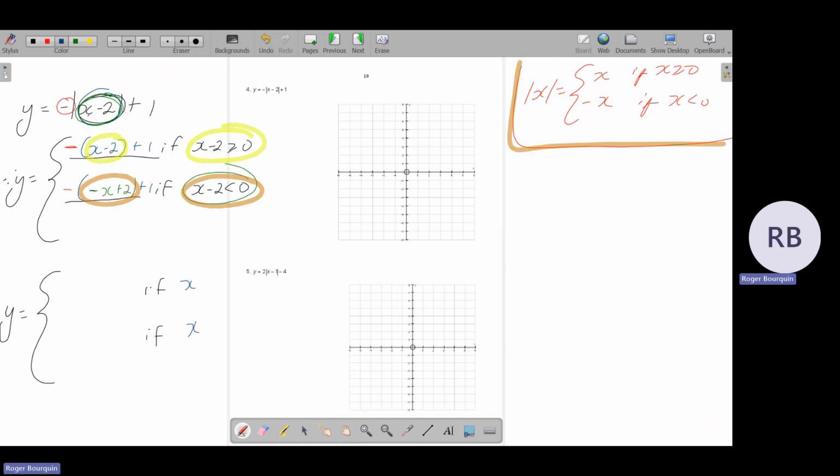All right. So the one's going to be when x is bigger than or equal to 2, and the other one's going to be when x is less than 2. So you're going to draw one straight line graph when x is bigger than or equal to 2, and another straight line graph when x is less than 2. And if I simplify these equations, what does this one become? If I times this negative into the bracket, it becomes negative x plus 2 plus 1. In other words, negative x plus 3. Go to the bottom one.